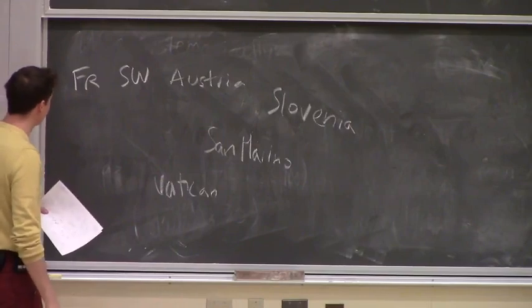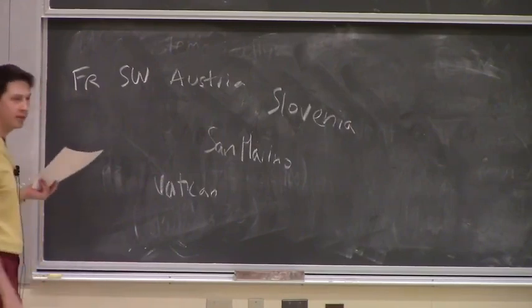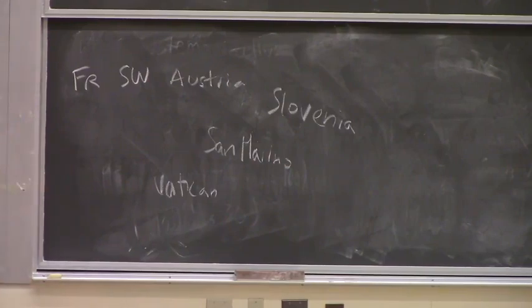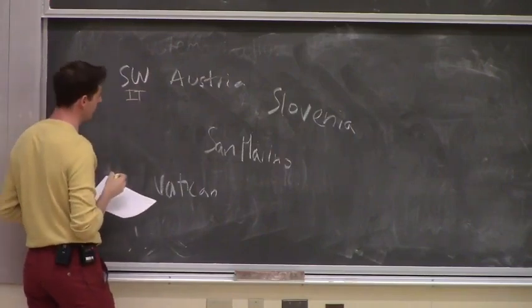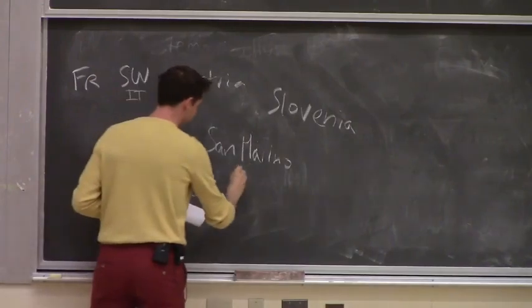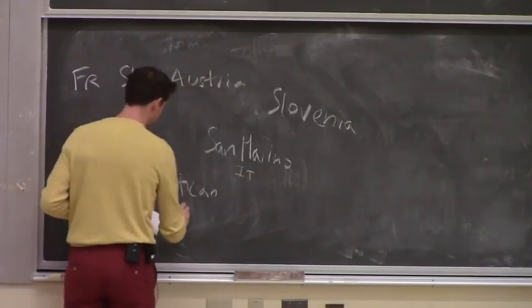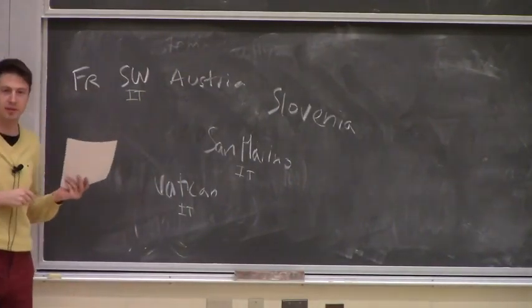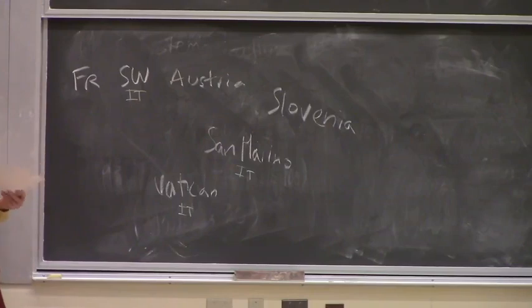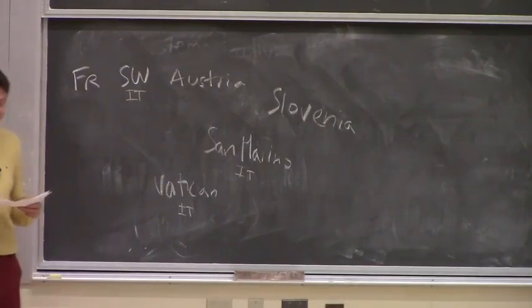So, which of these has Italian as an official language? Oh, Italy, yeah. Yeah, so Switzerland has Italian as an official language. San Marino also. And so does the Vatican. Okay. How many languages does Switzerland have as official? 4. What's the 4th one? It's not English, by the way.